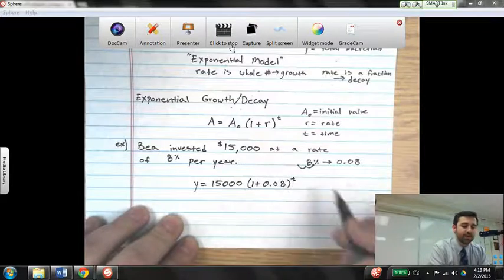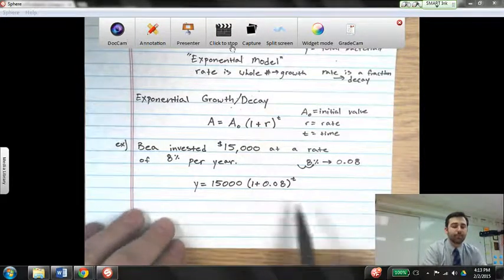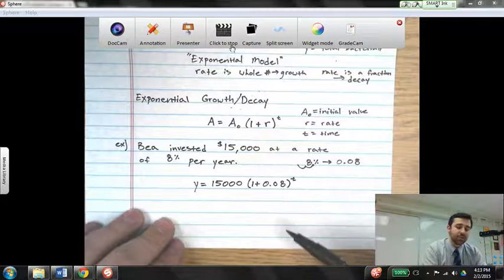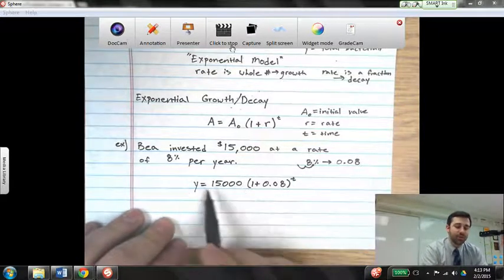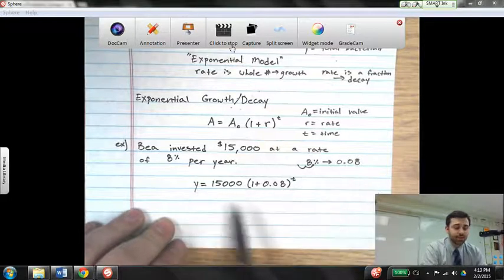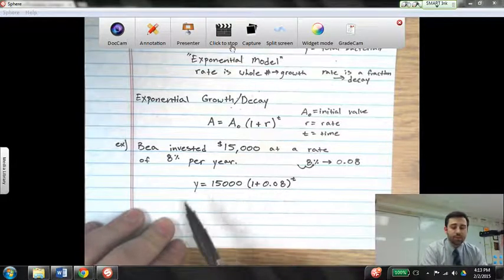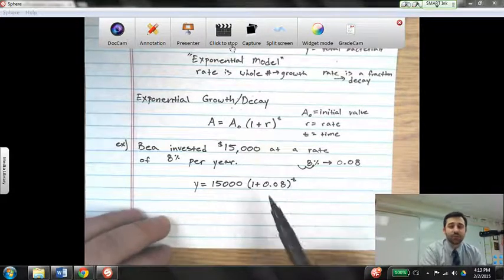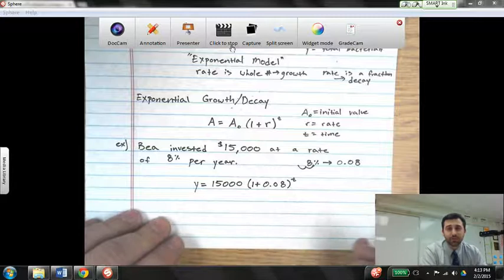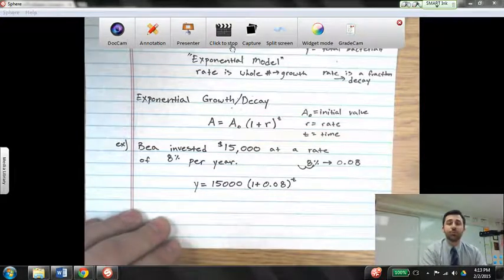raised to a t. And using this model, this equation, I can substitute any value for t to find a given amount. So the equation is expressed as the total amount in the account after t years. And using this, we can predict certain amounts or even time periods for when an amount will be achieved.